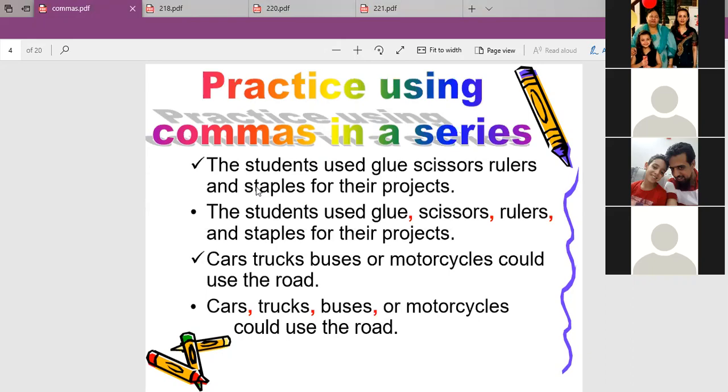Staples for the project. Excellent. So this is the first one. There is no comma in this sentence, but the person has talked about more than one thing. Now we see the second one. This one is correct. The students used glue, comma, scissors, comma, rulers, comma, and staples for their project. So before each thing, I am using a comma. And when I see the last one, this means stop, no more commas. That's how we use commas in separating different things inside a sentence.